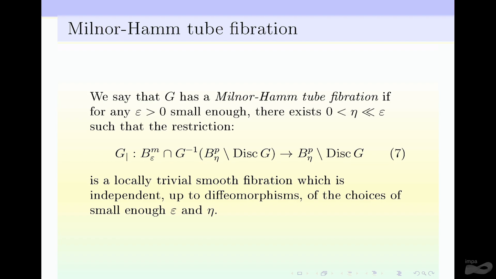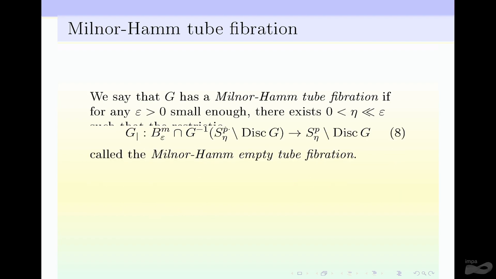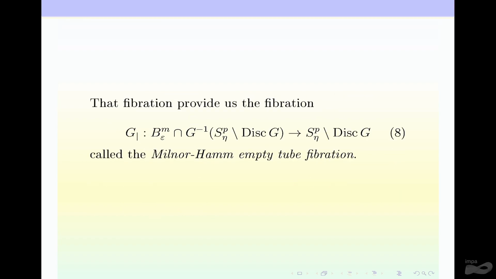Okay, that's the point. So if you have such a fibration, you can also get such a fibration here, just taking eta small enough. Okay, you take the preimage, you take the restriction. It is also a fibration. We call such a fibration the Milnor-Hamm empty tube fibration, because now there is nothing in the interior of that tube. Okay, it is empty. It's just the cover.